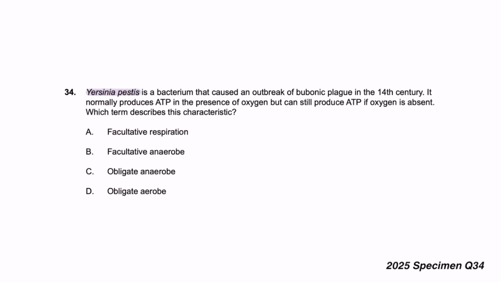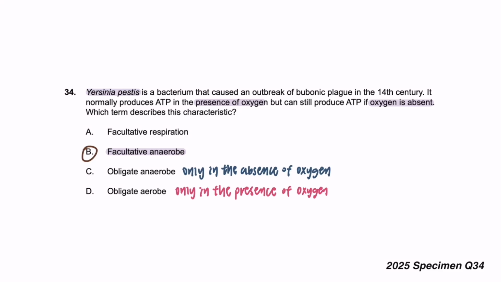Yersinia pestis can produce ATP in the presence or absence of oxygen. This organism belongs to facultative anaerobes. Obligate anaerobes can only produce ATP in the absence of oxygen, while obligate aerobes can only produce ATP in the presence of oxygen.